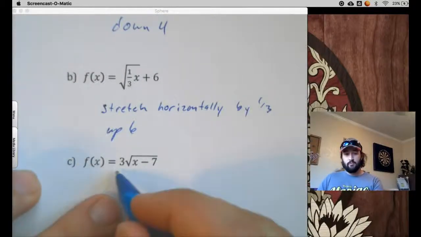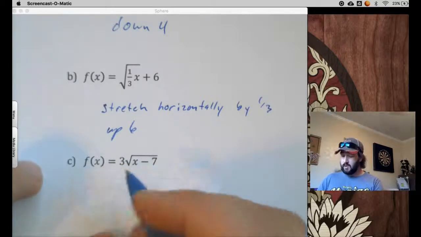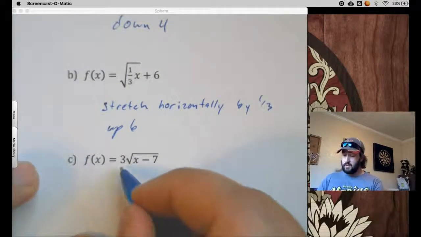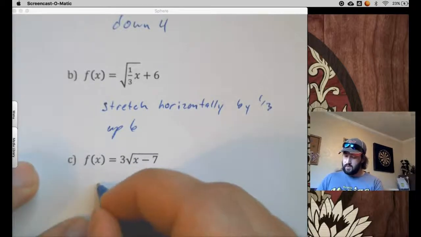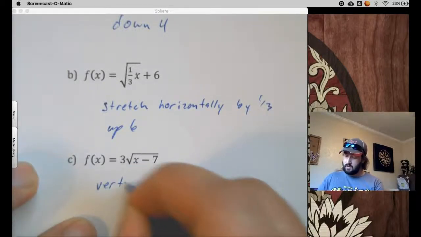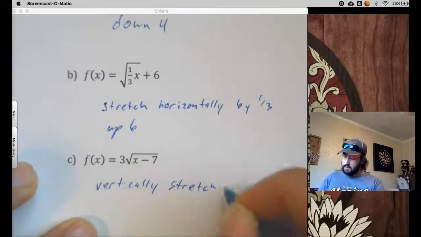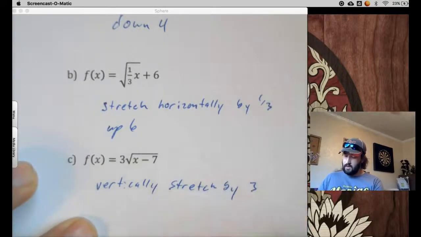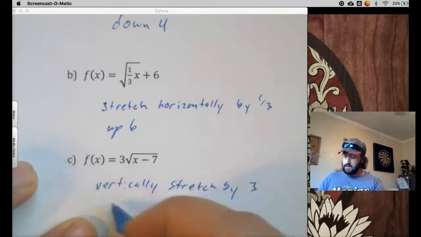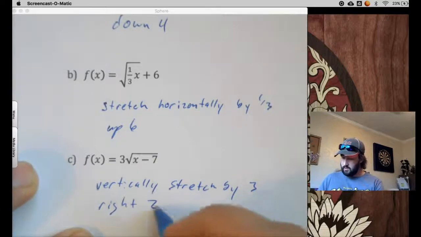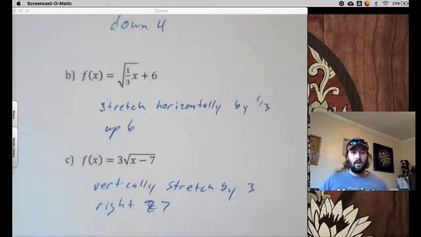With this next one, I have a 3 on the outside, so it's going to affect the y direction, and I do exactly what I see in the y direction. It's only the x's that you do the opposite. So I'm going to multiply the y's by 3, so I'm going to vertically stretch by a factor of 3. And then that minus 7 on the inside is going to take everything and move it to the right 7. Oh, that's a 2. 7.